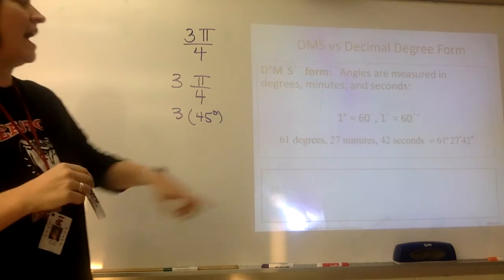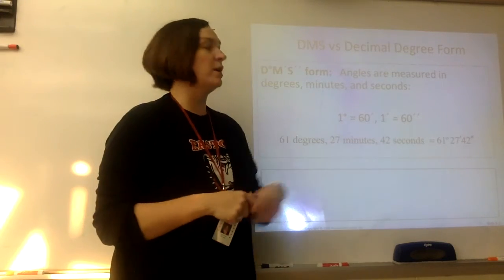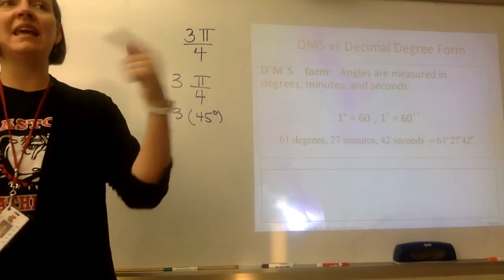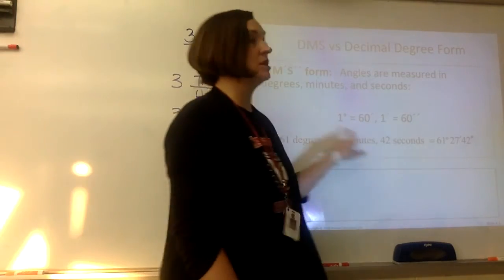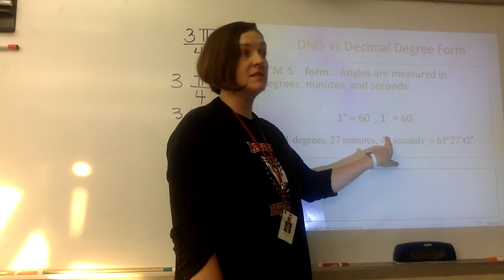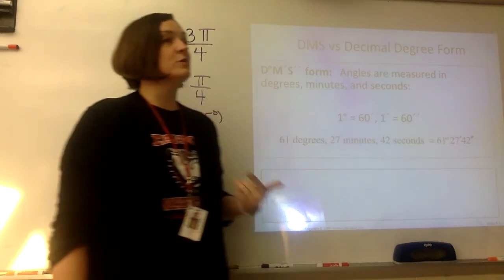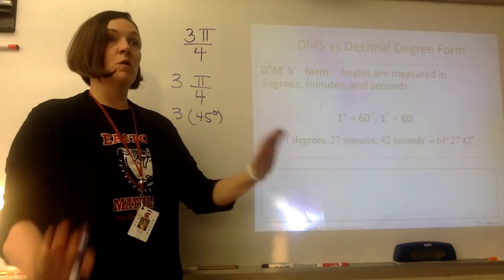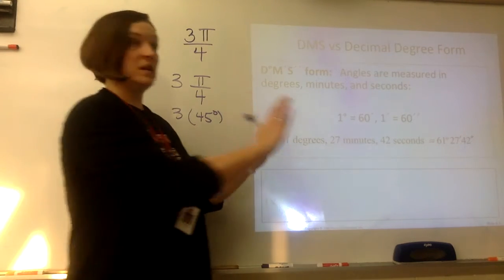This would be written as 61 degrees, 27 minutes, 42 seconds. This is the shorthand version of this. From this moment on, if I give you calculations in DMS, degrees, minutes, seconds, you give me answers in DMS unless I'm telling you to convert. So you don't want to go to decimals. These are not decimals.